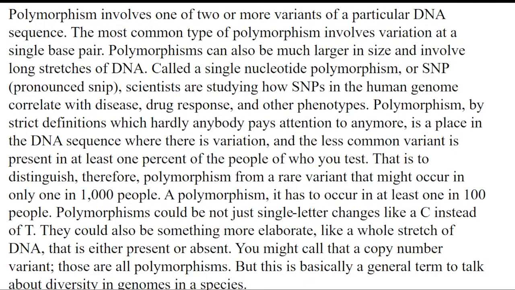A polymorphism has to occur at least 1 in 100 people. Polymorphism could be not just a single letter change like C instead of T. They could also be something more elaborate, like a whole stretch of DNA that is either present or absent. You might call that a copy number variant. Those are all polymorphisms. But this is basically a general term to talk about diversity in the genome in a species.